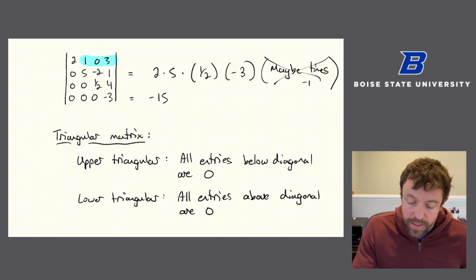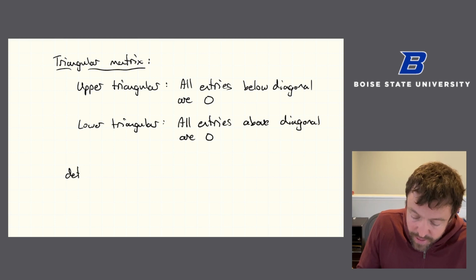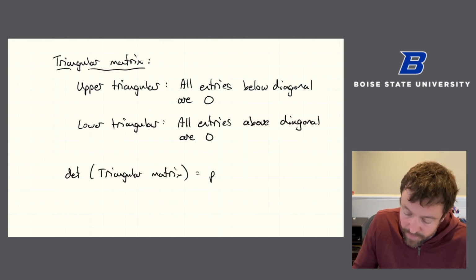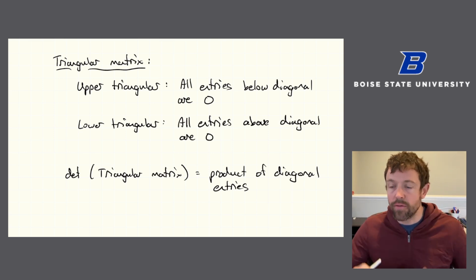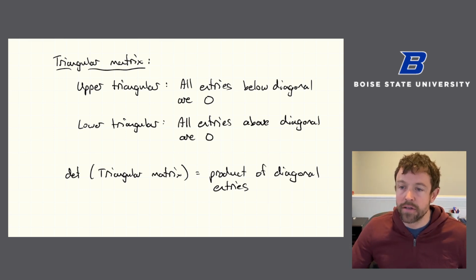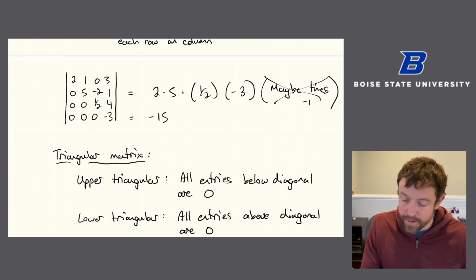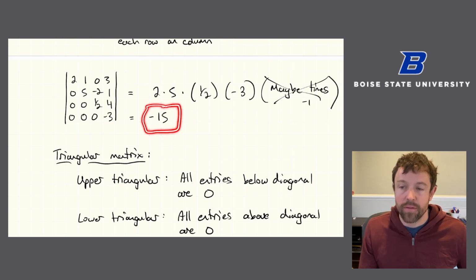So when we have a triangular matrix, the determinant is just the product of the diagonal entries. So the determinant of a triangular matrix is the product of the diagonal entries. We don't need to go through some complicated process. We just multiply them. So now that we know that, when we get to this matrix, we just multiply the diagonal entries. We know that we don't have to multiply by a -1. We get our determinant.